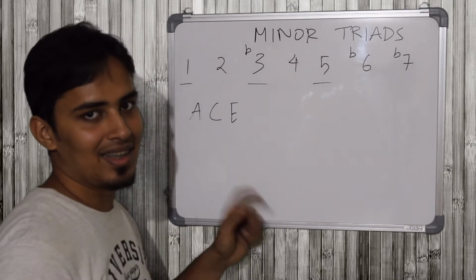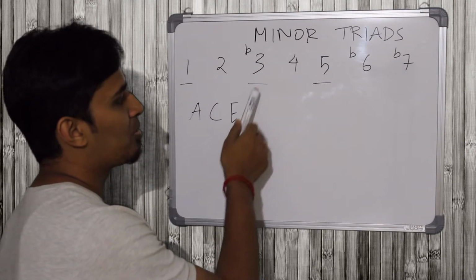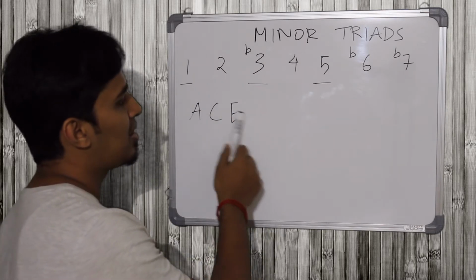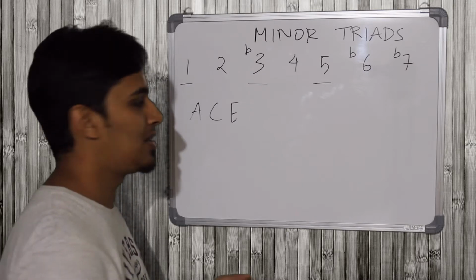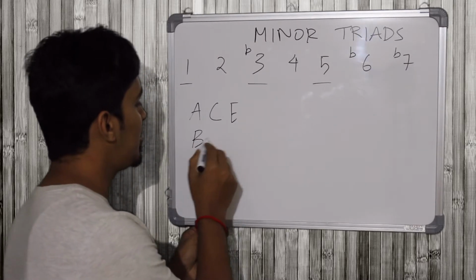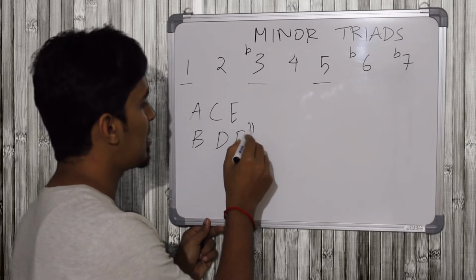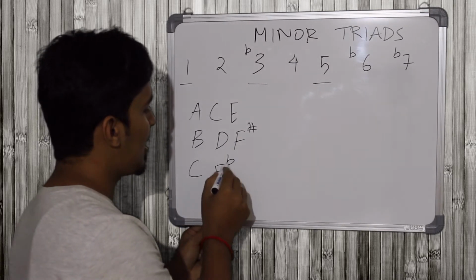So it's A, C, E. It's basically play a note, skip a note, play a note, skip a note. A, skip B, play C, skip D, play E. So the same way we can apply the same theory to all the other scales as well. The B minor chord would be B, D, F sharp.